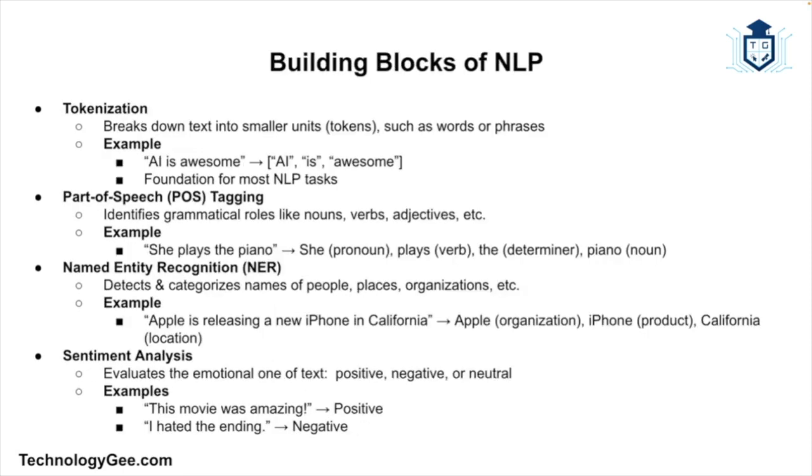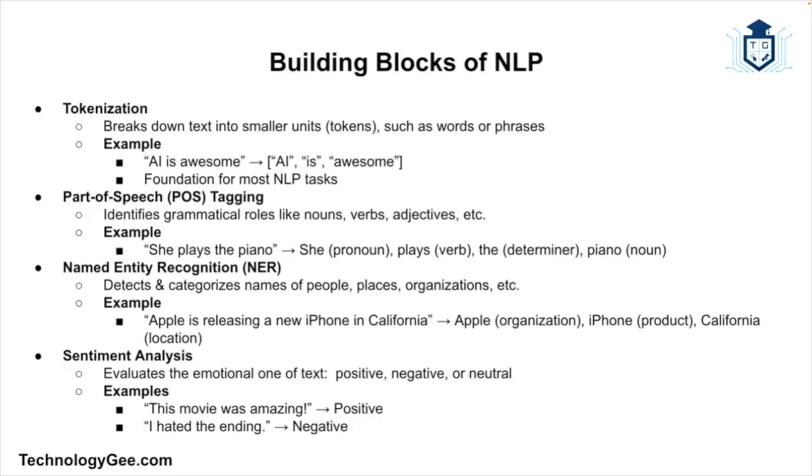All right, so let's go over the building blocks of natural language processing. Before we explore applications like chatbots and translation, these are some of the core techniques and components that make NLP tick. The first is called tokenization, and this is breaking down a sentence into smaller parts, words or phrases. So we have the example of AI is awesome. You will break that down into AI, then is, and then awesome.